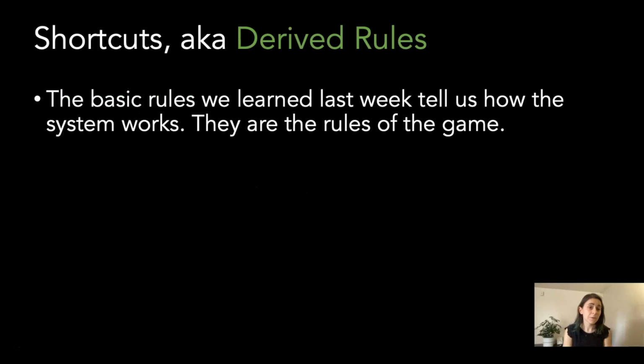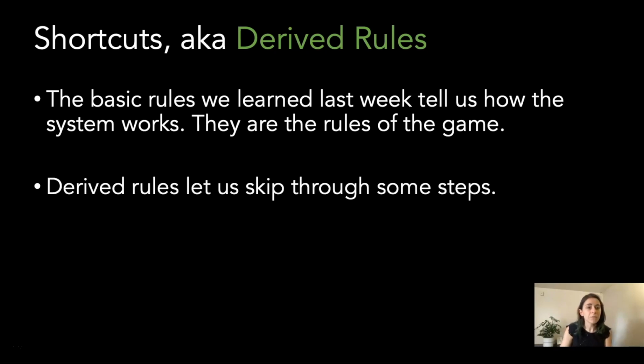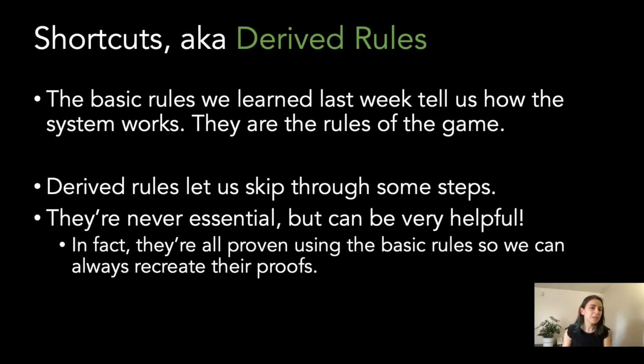The basic rules that we learned last week tell us how the system works. You can say the rules of the game. Derived rules, though, tell us how to skip through some of the steps in some tedious proofs. This means that they're never essential, but they can be very helpful in speeding up our proof. And sometimes they let us see proof strategies that might not have been evident beforehand. In fact, they can all be proven using the basic rules, as I'll show you.